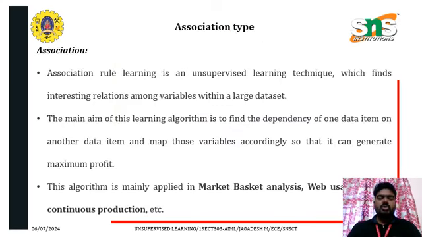The next type is association. Association rule learning is an unsupervised learning technique which finds interesting relations among variables within a large dataset. The main aim of this learning algorithm is to find the dependency of one data item on another data item and map those variables accordingly so that it can generate maximum profit. The algorithm is mainly applied to market basket analysis, web usage, continuous production, etc.